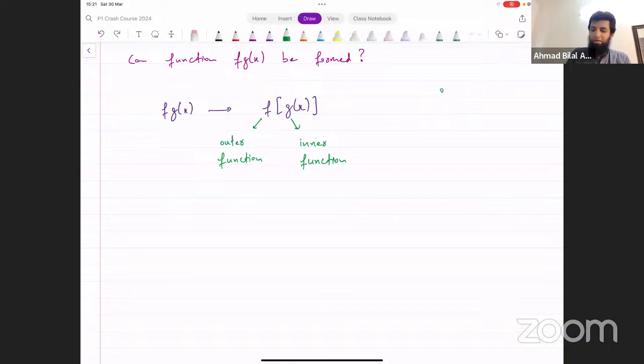If you had g f of x, in this case, f would be the inner function and g would be the outer function. So whatever function is coming first, that is the outer function. Whatever function is coming second, that is going to be the inner function. Now, how does this composite function work? How is this function evaluated?